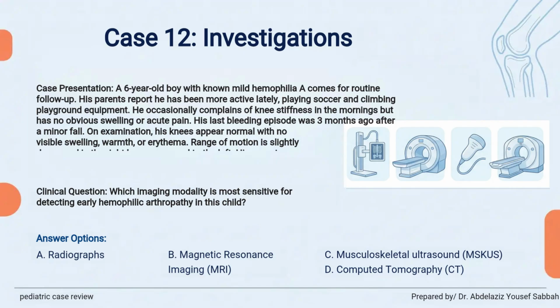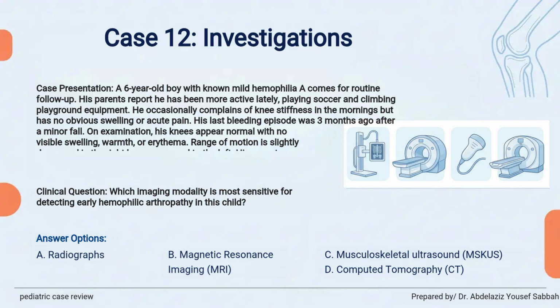On examination, his knees appear normal with no visible swelling, warmth, or erythema. Range of motion is slightly decreased in the right knee compared to the left. His parents are concerned about potential joint damage despite the absence of recent bleeding episodes. Which imaging modality is most sensitive for detecting early hemophilic arthropathy in this child?